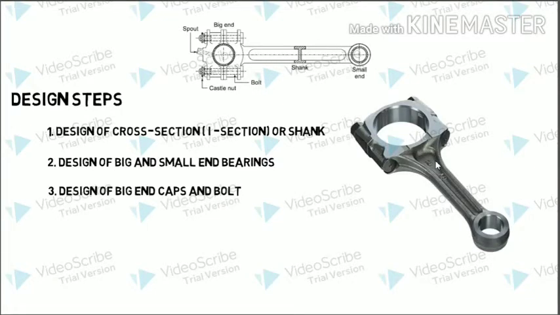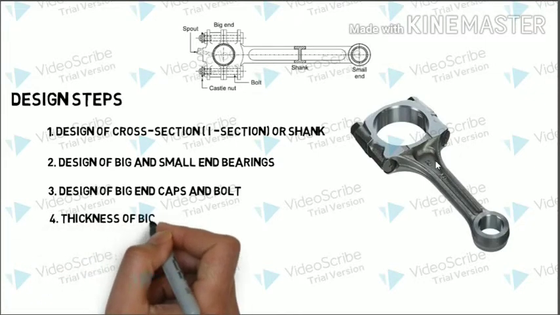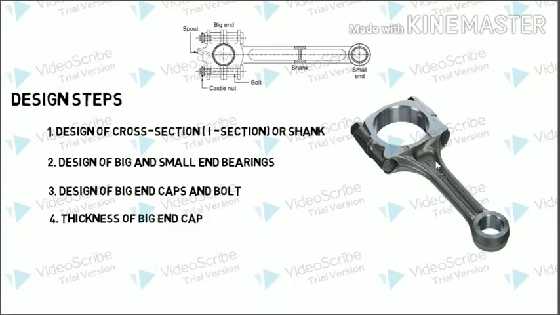Followed by this, we'll be designing the big end and the small end bearing. Once it is finished, we'll go to the design of the big end cap and the bolt, wherein we'll be finding the nominal diameter of the bolt and the thickness of the big end cap.